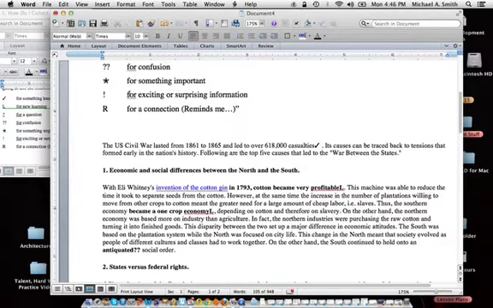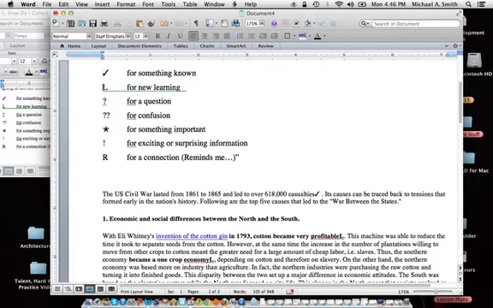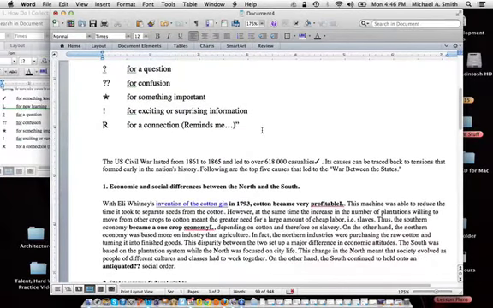Just simply mark down, according to these things here, something I know, something I've learned, a question, something that confuses me, something that seems important, something exciting or surprising, and something that kind of reminds you of something that you can make a connection to perhaps another resource.